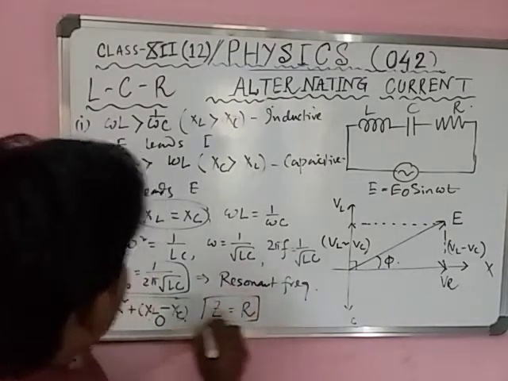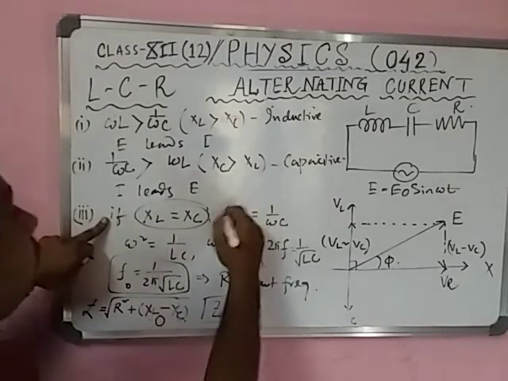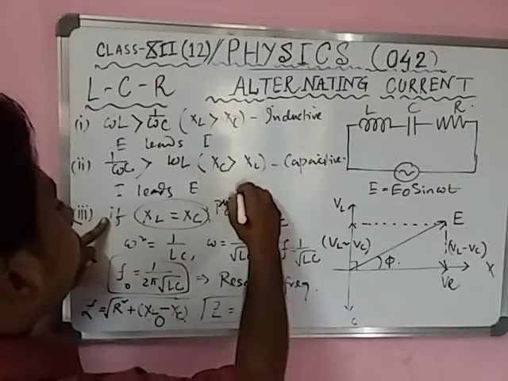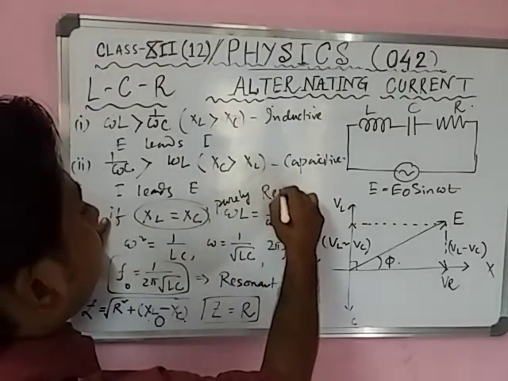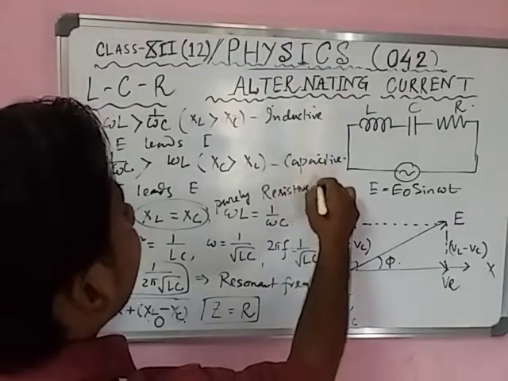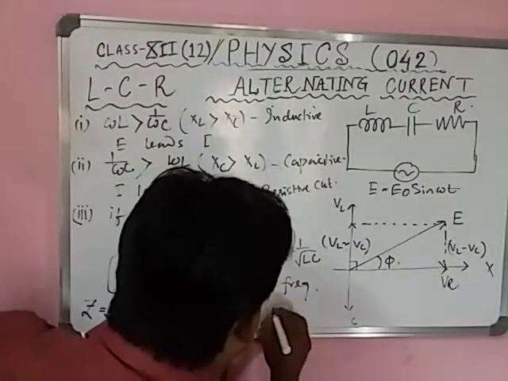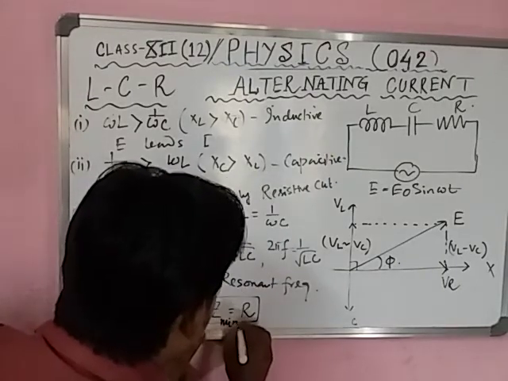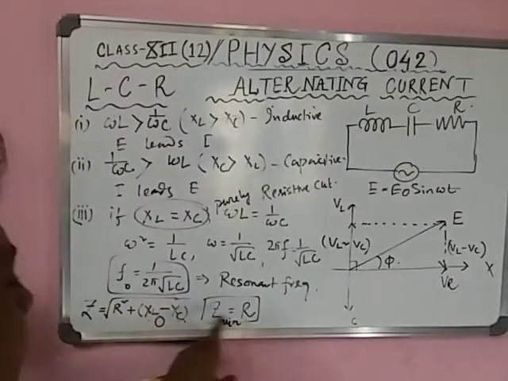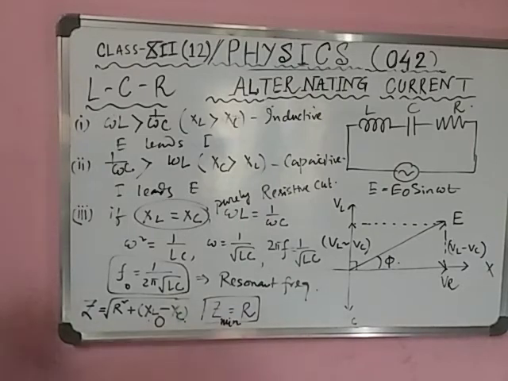This is called a purely resistive circuit. Purely resistive, Z equal to R. This is the minimum value of Z. Z equal to R. So for resonant frequency, Z equal to R.